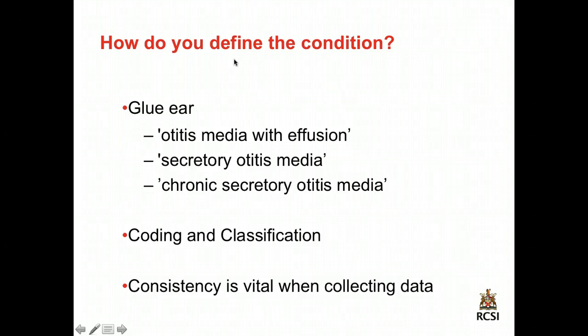Whatever about the diagnosis, here's another aspect to what has happened here. How do you define what Grace Clarke has been diagnosed with? This glue ear is very easy to spot, but what is it? If you look at medical definitions, there are many types of it. For example, here are 3: otitis media with effusion, secretory otitis media, chronic secretory otitis media. And what this tells us is we need to classify and code. It is a big challenge to be consistent in this area, because there are different types of glue ear, different types of severity, and we need to be clear on which one we're dealing with.